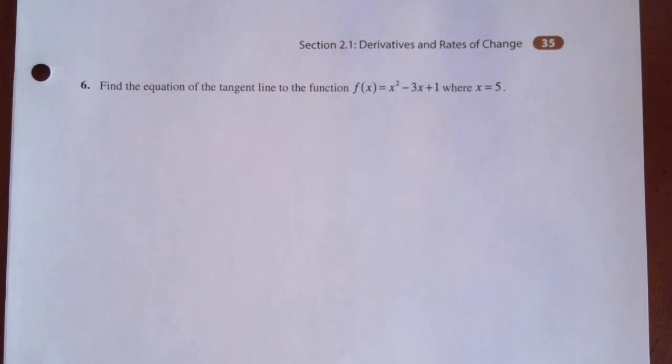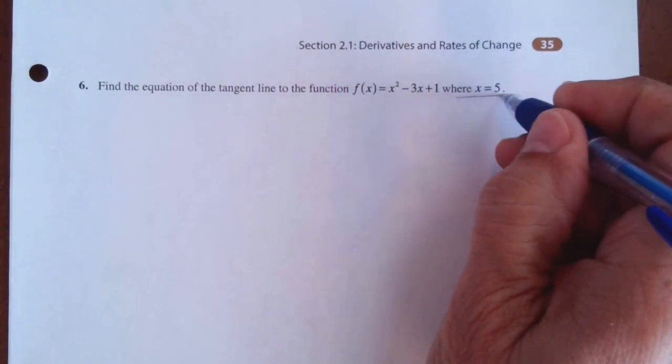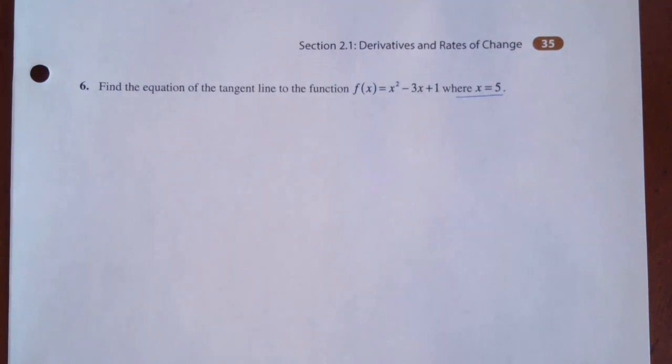All right, welcome back. We're going to finish up section 2.1. This is the part 2 video, so we're going to pick up at number 6, which is where we left off. And this question now asks us to find the equation of the tangent line to the function f of x equals x squared minus 3x plus 1, where x equals 5. So this is at a specific point, okay?